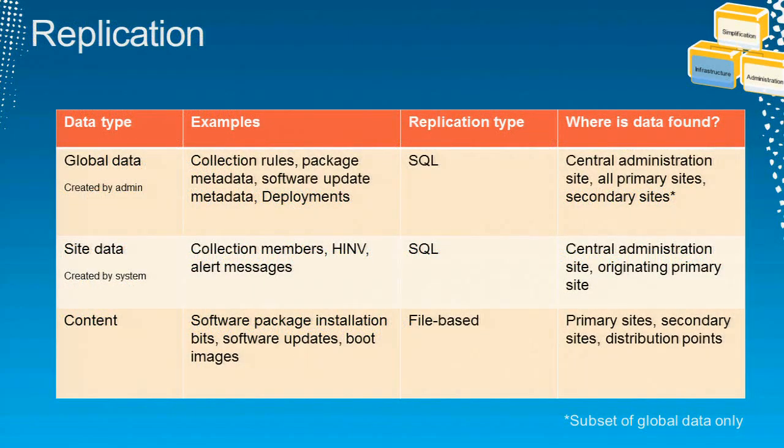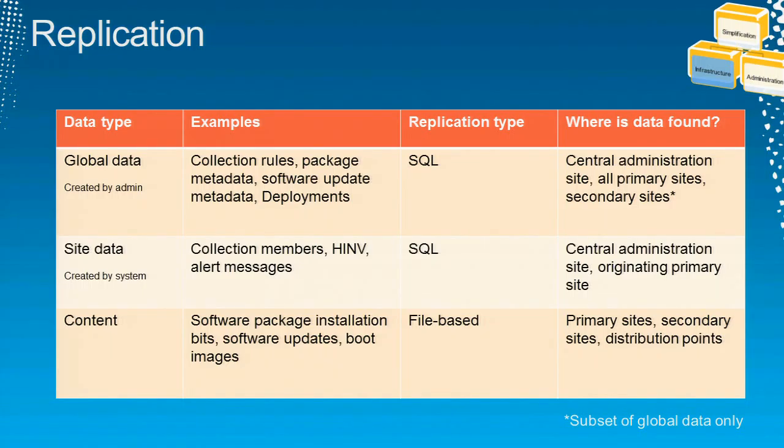Okay, so let's talk about replication, and I'll show you what replication looks like. There are three different types of data that get replicated: global data, site data, and content. The first two use SQL Server replication, global data and site data. The bottom one, content, uses the same file-based replication you know today: senders and schedulers and replication manager and despooler and so on. So that's your packages, your software updates, and so on. That uses the standard file-based replication. But for the most part, everything else uses SQL Server replication.